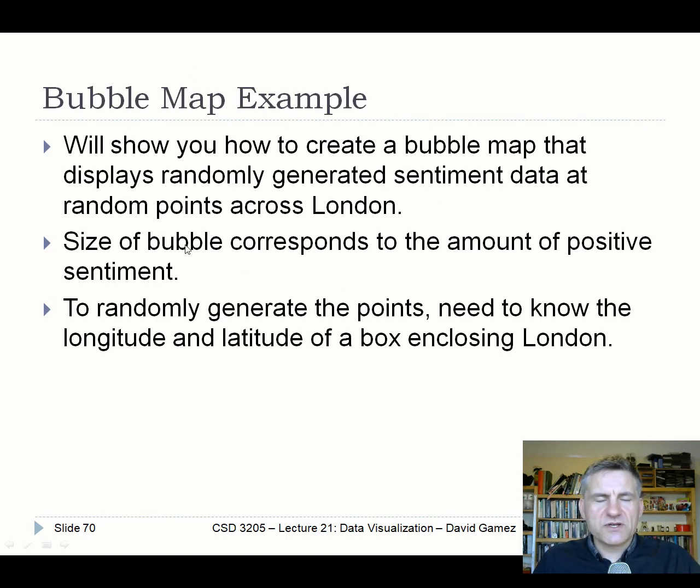I'm just generating random points here for this example, because it's just an example. So what I did is I drew a box around London, and then generated random points within that box. So I had random bubbles mapped into particular points across London. But to generate these points, I needed the longitude and latitude of a box enclosing London, right? I can't generate random longitude and latitude points for London without knowing the longitude and latitude of London.